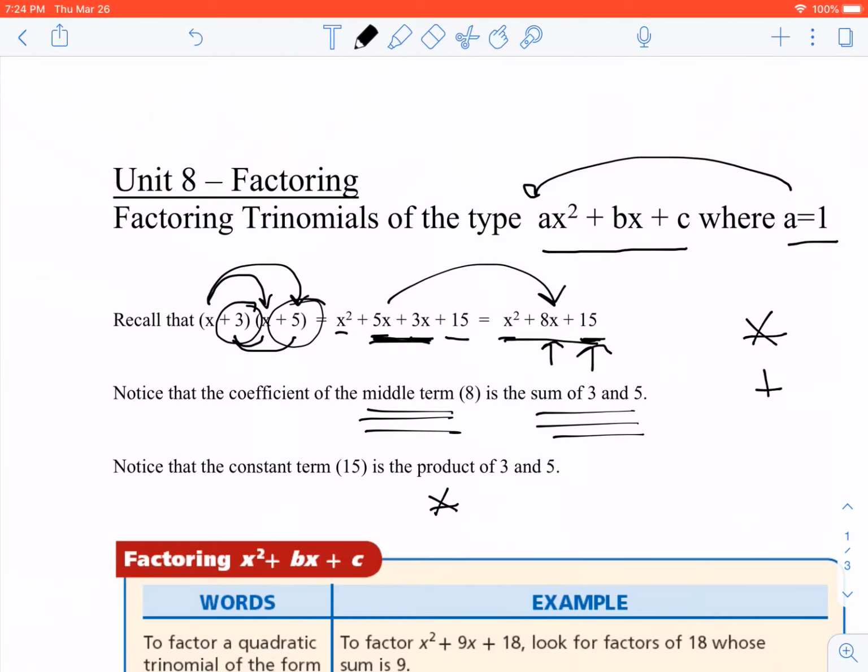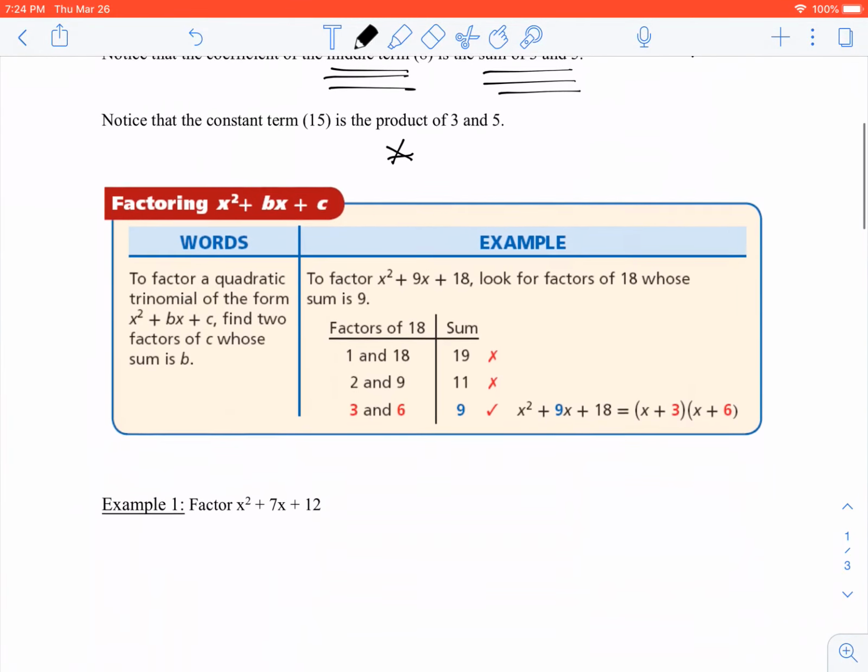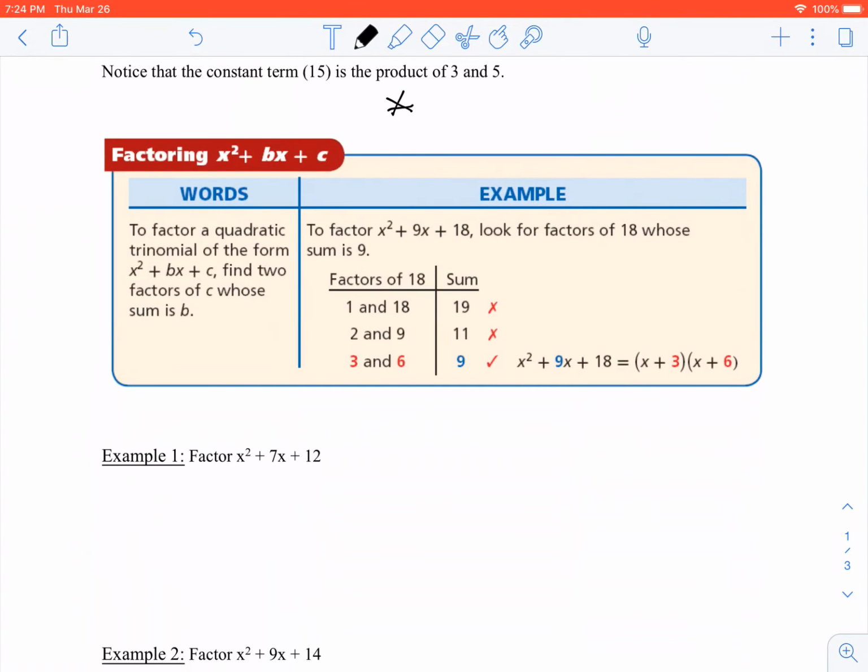So let's take a look at what it looks like, because now we're going to take something like this, and I'm going to ask you to produce this over here. So we're going backwards. Instead of asking you to multiply two binomials like we did in the last test, I'm going to give you the answer from the last test, and you're going to tell me what two binomials formed that answer. So watch how we do it. Scroll up a little bit. Okay, now here's an example.